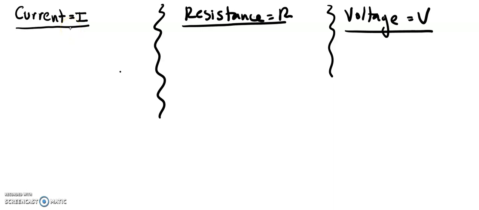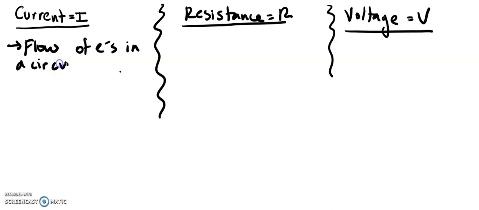So current, again, I think of like a river flowing. It's going to be the rate of flow of electrons, but that river is in fact electrons. So this is the flow of electrons in a circuit. And to be more exact, the current is how much charge passes a given point in a circuit in however many seconds. So it's going to be the units that we'll use for current.